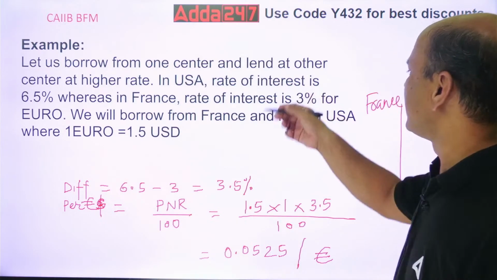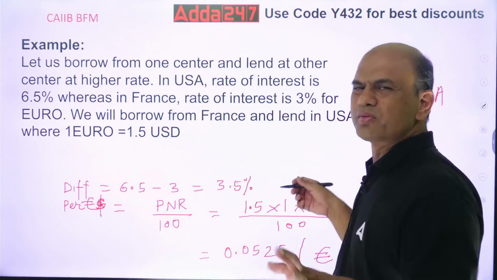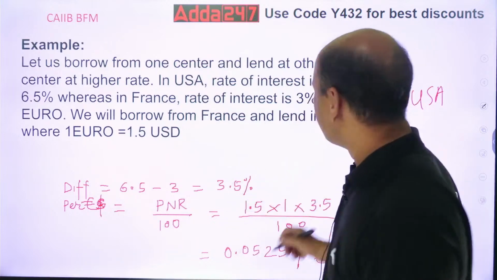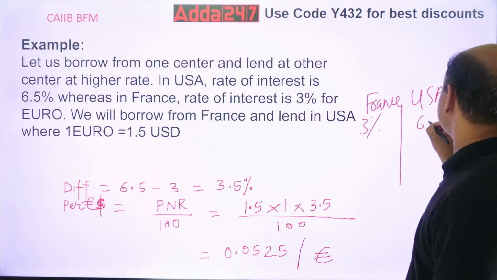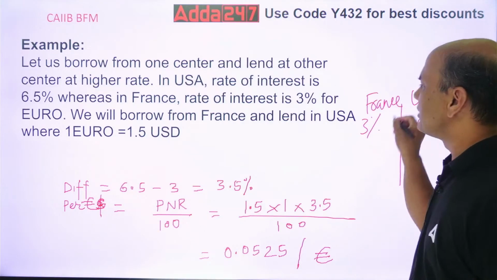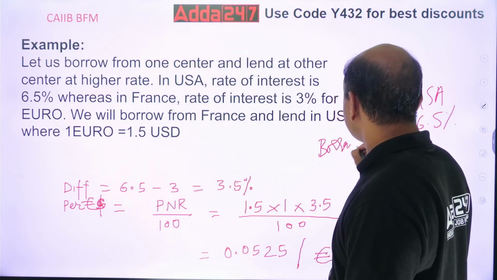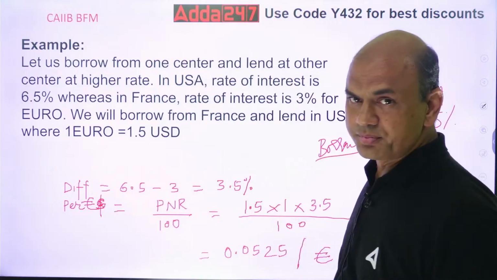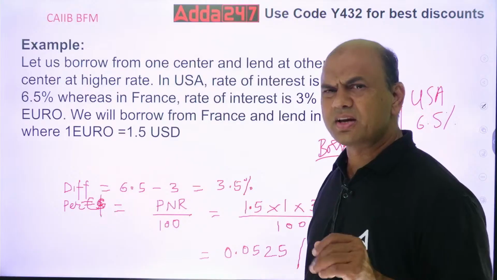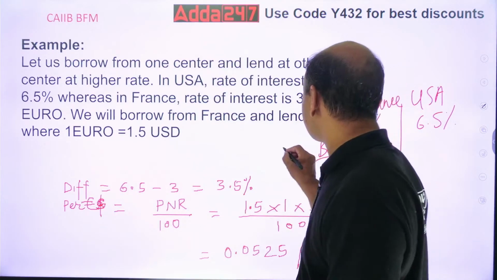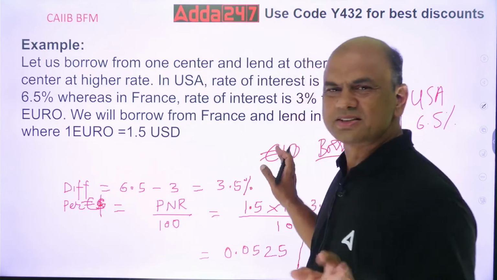What am I getting? 3% in one and 6.5% in the other. From here I'll borrow 1 euro. Let's take 100 euro, because the calculation is simpler. So 100 euro I'll borrow at 3%.